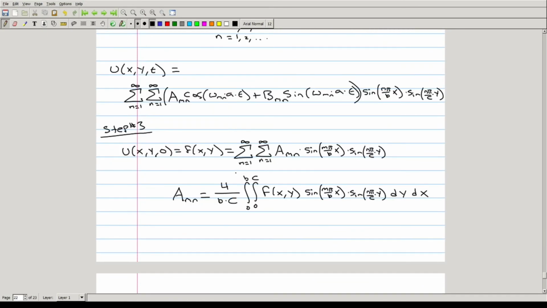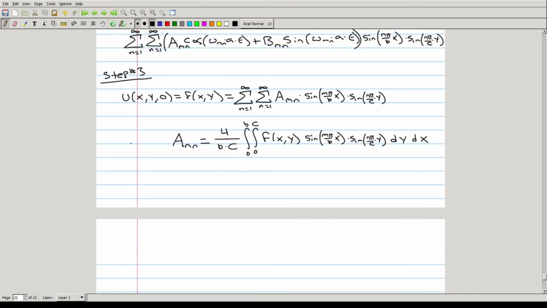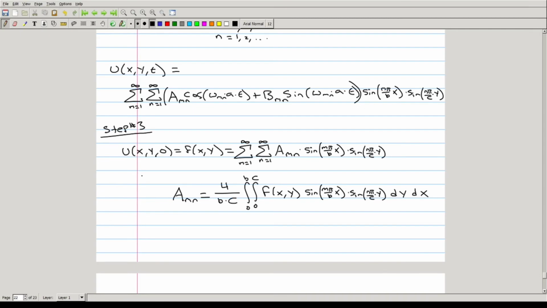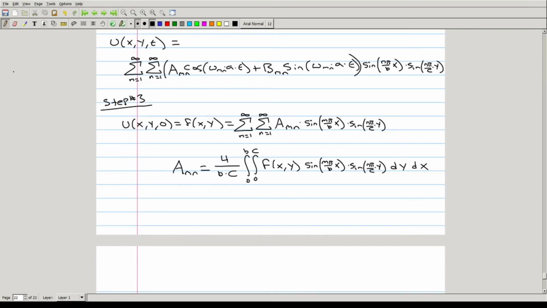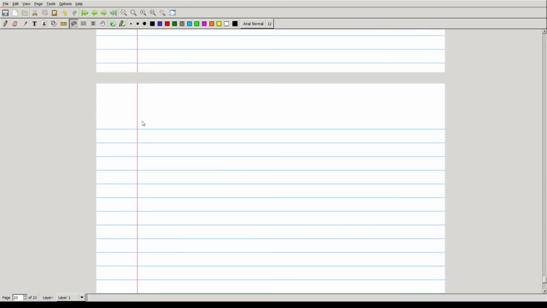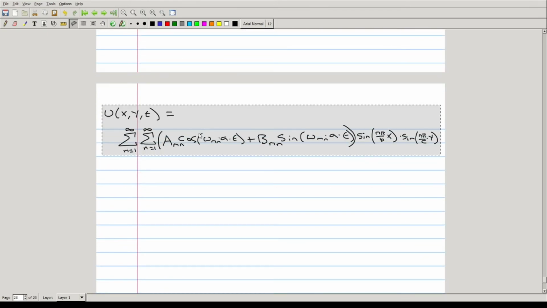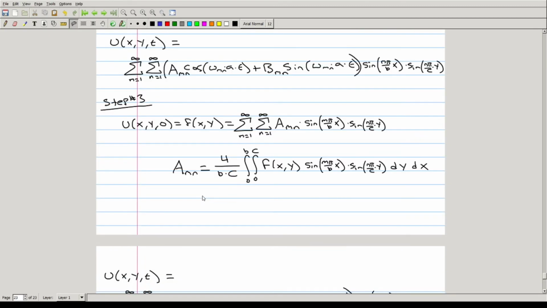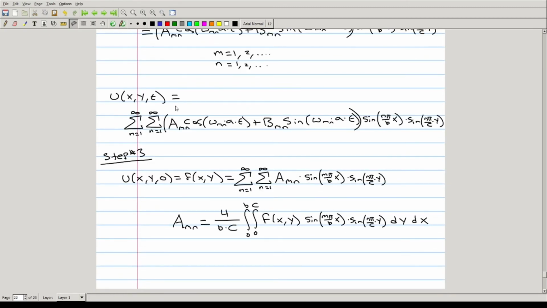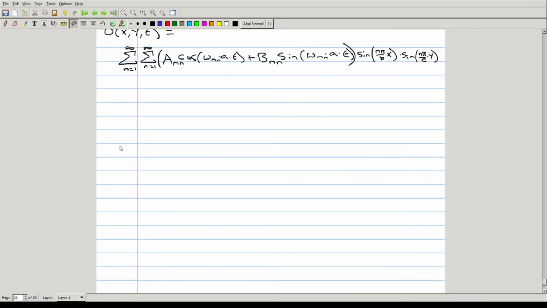So this is really incredible, and not only is this incredible, but what we can go through and do is apply the second initial condition for the derivative, the time derivative. We need to differentiate the time derivative of this expression right here, which is possible as long as this is a uniformly convergent series.